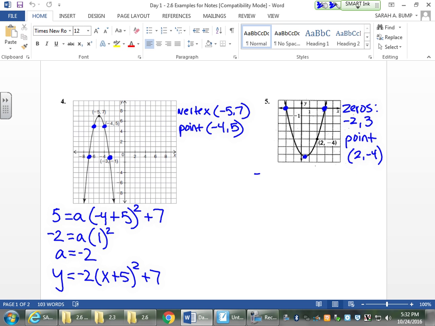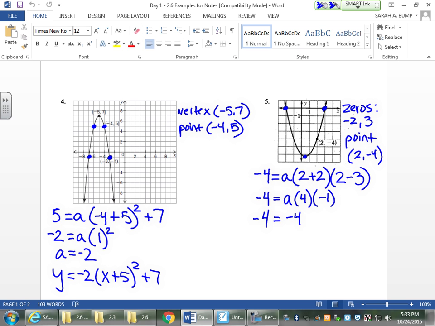Sub everything in, sub in the y. We don't know a. x minus the first x-intercept, so when you minus the -2, it'll become +2. And then x minus the other x-intercept of 3. And we get -4 equals a times 4 times -1.